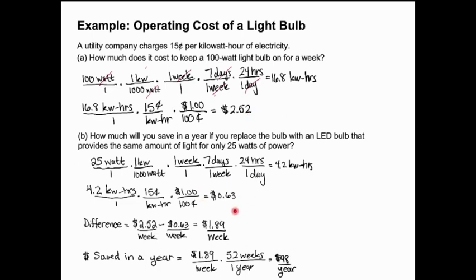So the question is asking how much would we save in a year? Since I know there are 52 weeks in a year, if I find the difference between this amount and this amount, and then I multiply it by 52 weeks, that would give me the amount I would save in a year.